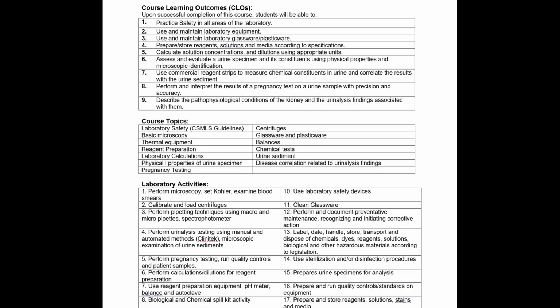We're going to assess and evaluate a urine specimen and its constituents using physical properties and microscopic identification. We're going to use commercial reagent strips to measure chemical constituents in the urine, correlate the results with the urine sediment. We're going to perform and interpret the results of a preg test on a urine with precision and accuracy, and we're also going to describe the pathophysiological conditions of the kidney and the urinalysis findings associated with them.